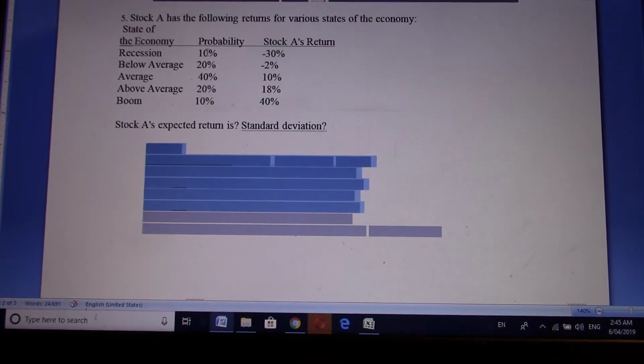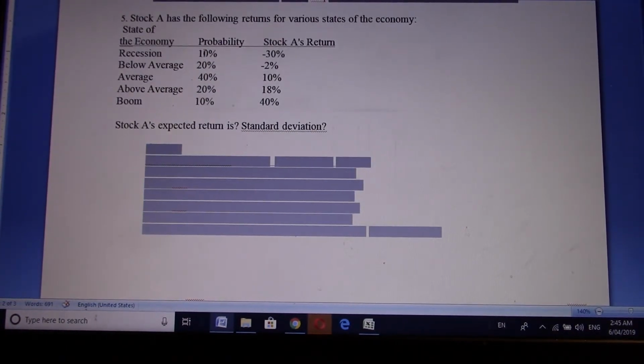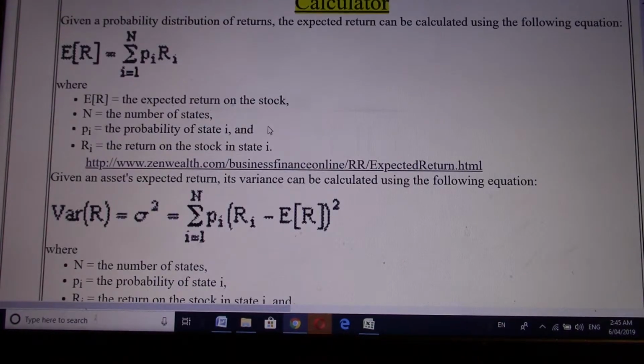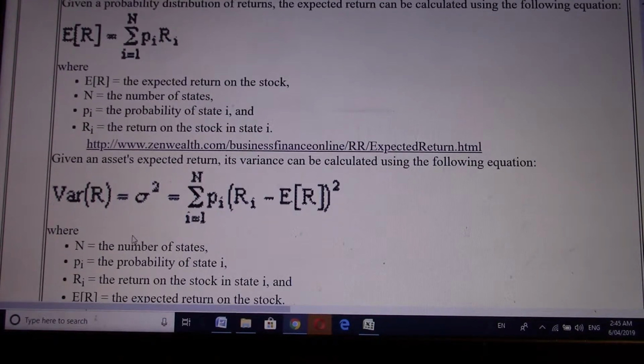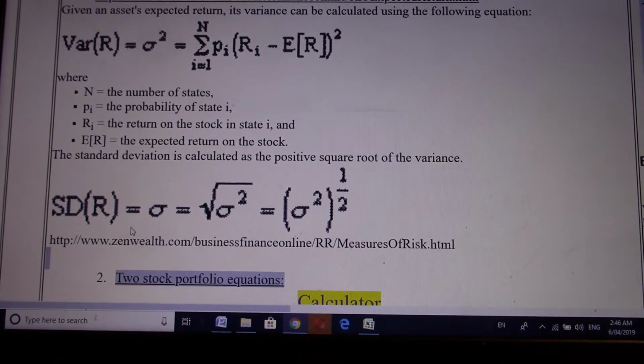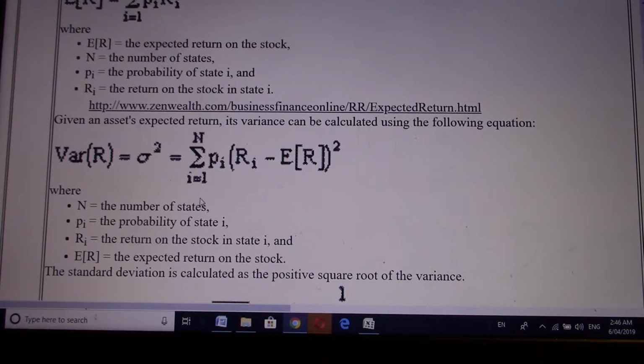To get the expected return, you use recession's probability, 10%, multiplied by negative 30%, plus 20% times negative 2%, plus 40% times 10%, plus 20% times 18%, plus 10% multiplied by 40%. Once you have the expected return, you take the difference of each return minus the expected return, square the difference, multiply by the probability, and add all 5 economic states up, and that will be the variance. Then you take the square root of the variance to get the standard deviation. It's quite a long calculation because we have 5 economic states.